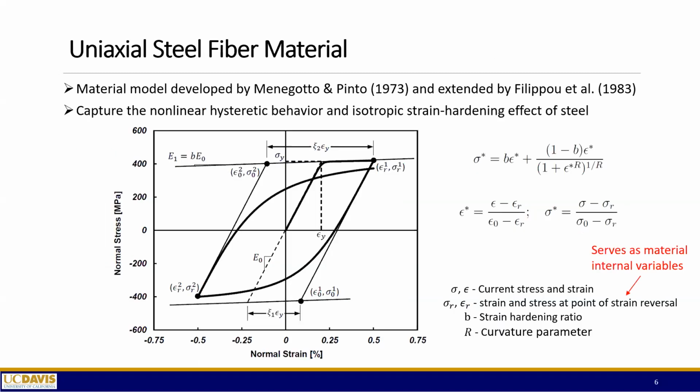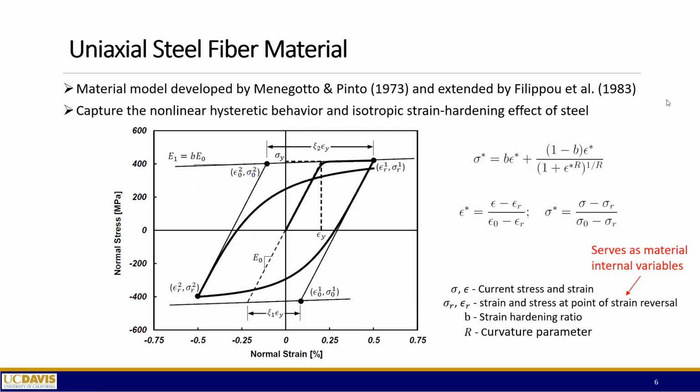Here we will start with the uniaxial steel fiber material. The material model we're using for the steel was developed by Menegotto and Pinto in 1973 and later extended by Professor Filippou and his colleagues in 1983. This model can capture the nonlinear hysteretic behavior and isotropic strain hardening effect of the steel rebar material. This plot illustrates the general mechanical response of this material model, the hysteretic behavior, as well as some of the material parameters that are used in this model and also later will be used in our energy calculation.